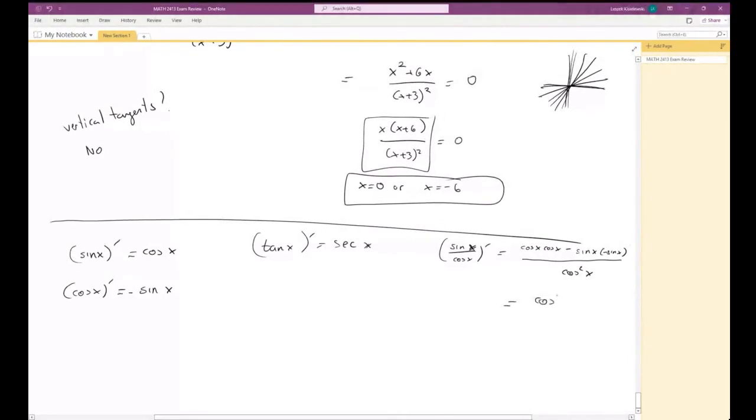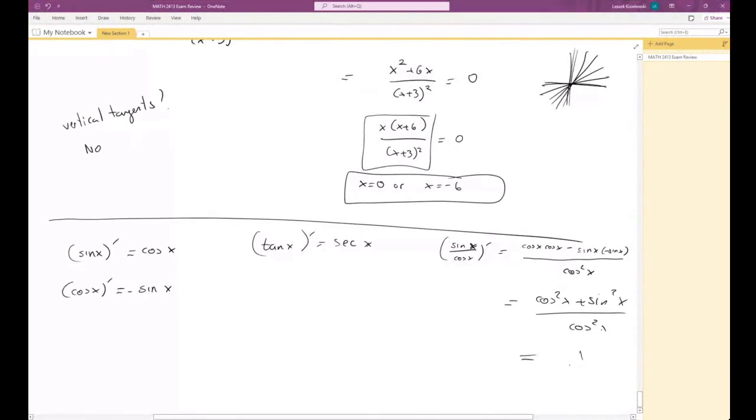Anyway, that gives you cosine squared minus a negative sine squared. So you get to use your Pythagorean trig identity. And so you get 1 over cosine squared. And what's another word for the reciprocal of cosine? Secant. So this is secant squared. All right. So if you ever forget, you can work it out.